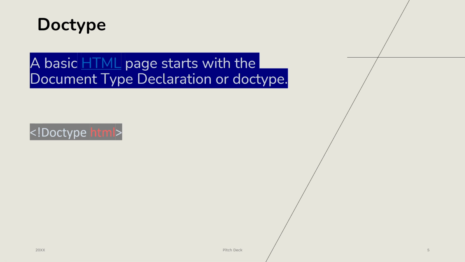So doctype, the basic HTML page. A basic HTML page starts with this declaration known as doctype. We can see here, this is the exclamation mark, doctype HTML. If you have to create a web page, the basic line it always starts with is doctype. Doctype simply means document type, the type of document, that is HTML. It's included between the tags.